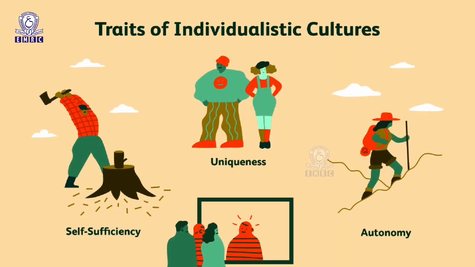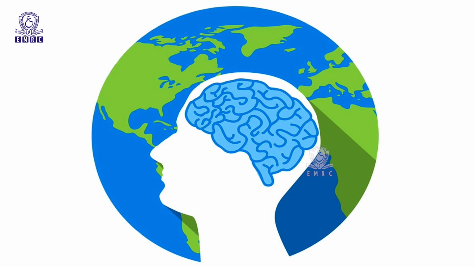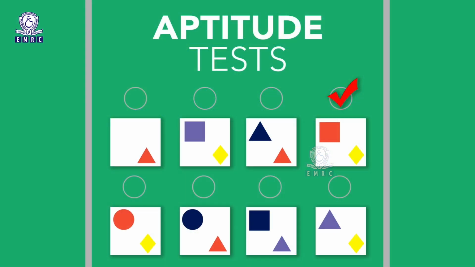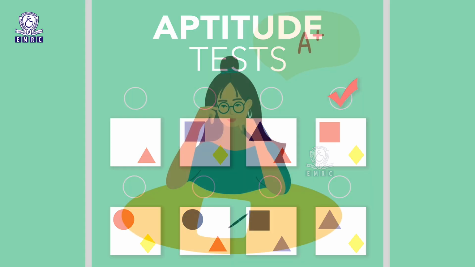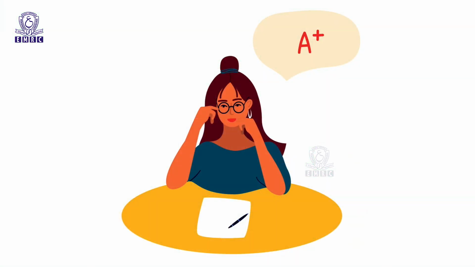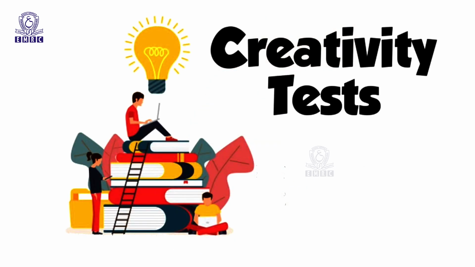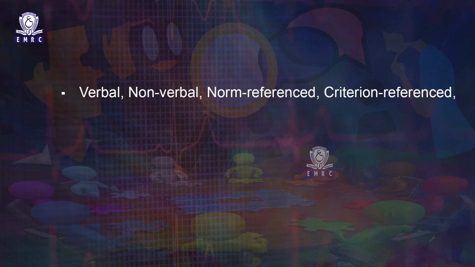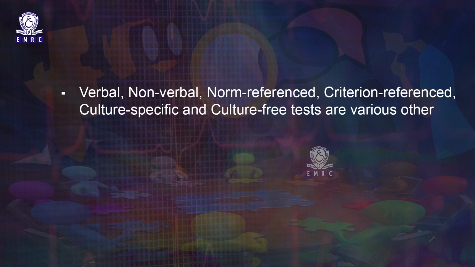Personality tests measure a person's individuality in terms of his unique or specific traits. Intelligence tests measure global mental capacities of an individual. Aptitude tests gauge an individual's capability of learning a specific task. Achievement tests evaluate a person's past learning. Creativity tests measure a person's ability to think novel or new and unique ideas. Verbal, non-verbal, norm-referenced, criterion-referenced, culture-specific and culture-free tests are various other types of psychological tests.